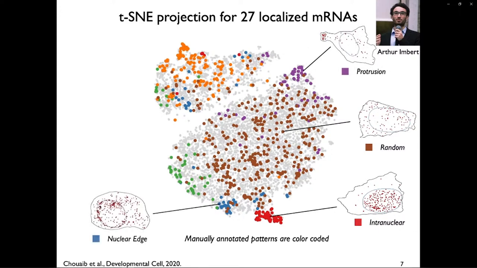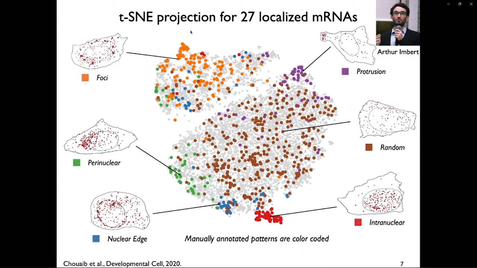Then we have nuclear edge, where RNAs are close to the nuclear membrane. Then we have perinuclear, so they go to one side of the cell rather than to the other, and in addition they are in proximity of the nucleus but not as close as for the nuclear edge. And here we have a very interesting pattern, which is foci. So here the RNAs actually build clusters, little clusters, and these little clusters can correspond to translation factories, and this was one of the important biological findings of the paper that we published in Developmental Cell in 2020.